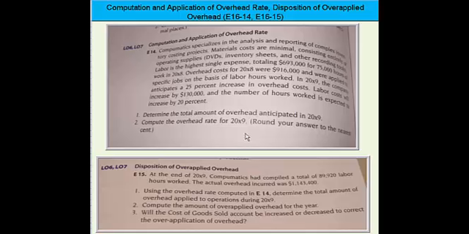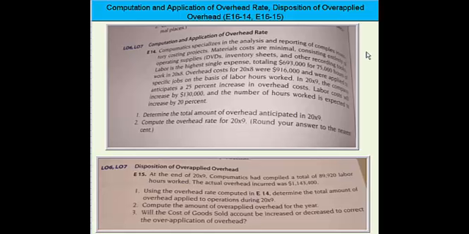Alright, now reading to the left of my mouse here, under E14 it says, Compumatics specializes in the analysis and reporting of complex inventory costing projects. Materials costs are minimal, consisting entirely of operating supplies, and then in parentheses it discusses DVDs, inventory sheets, and other recording tools. Labor is the highest single expense, totaling $693,000 for 75,000 hours of work in 2008.